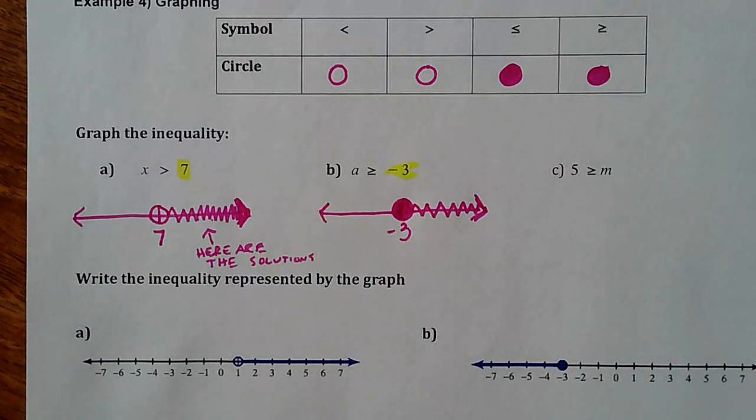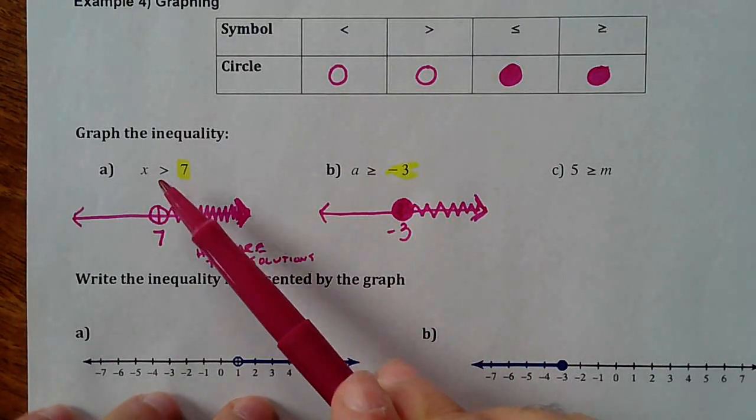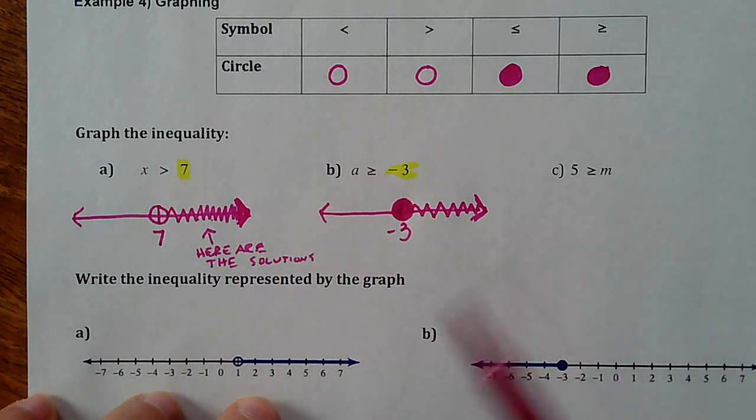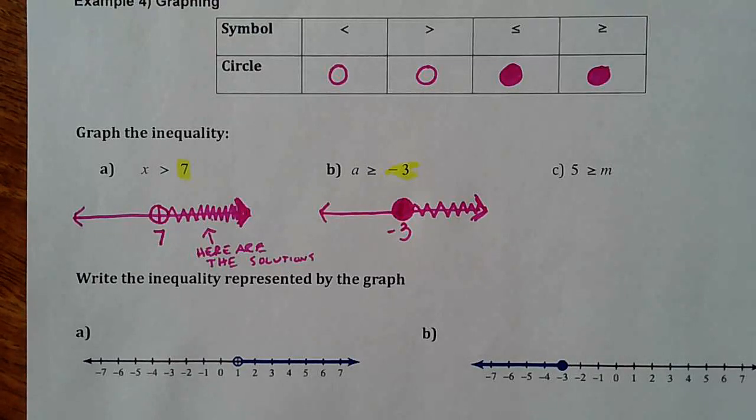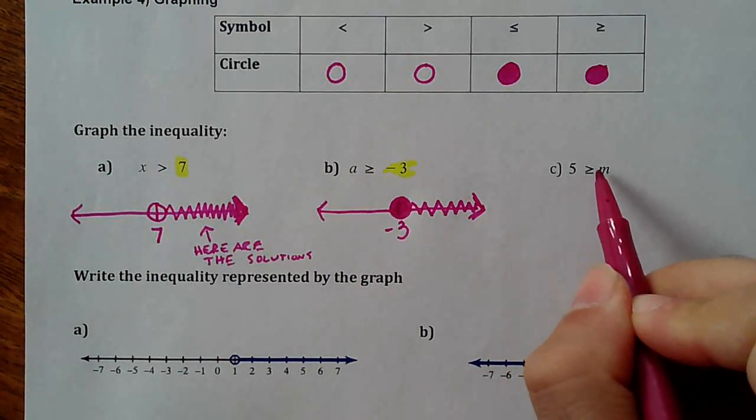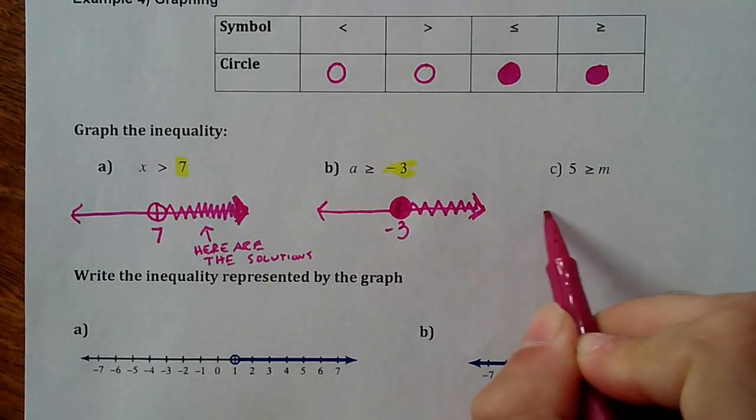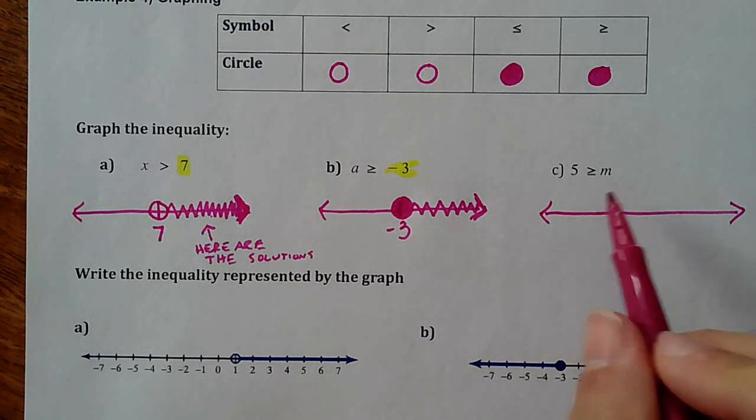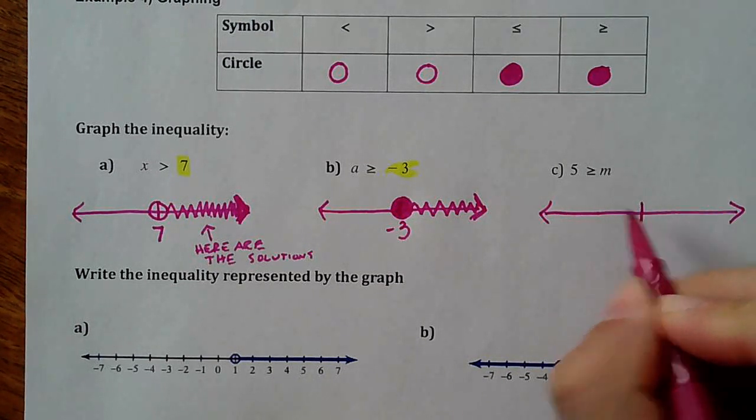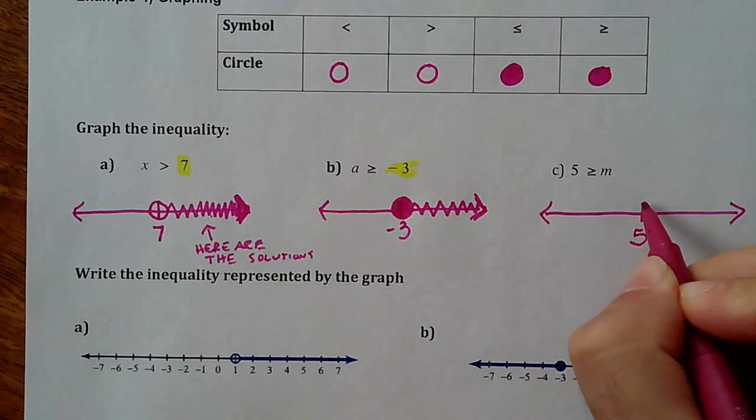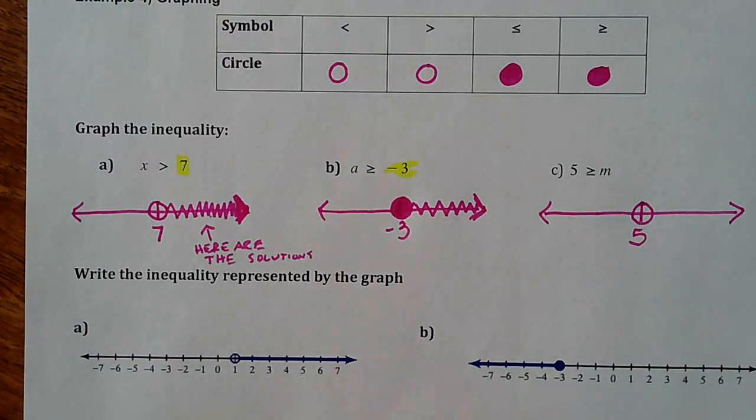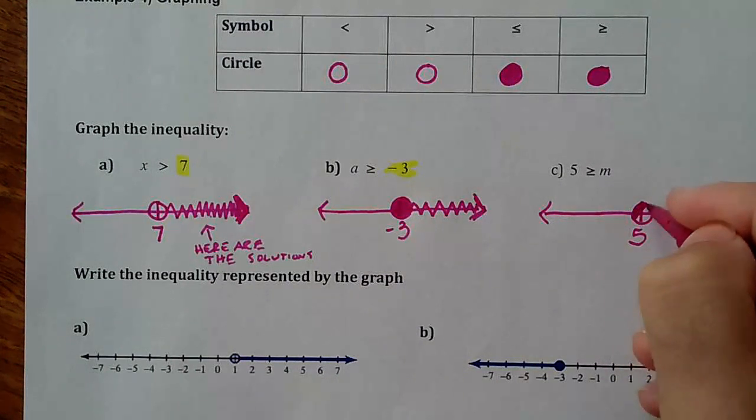C. I'm often asked if the direction the inequality points is the way we shade, and that's not the case. It might seem that way, but it's not always the case. For example, 5 is greater than or equal to m. So again, I'm going to draw my boundary point, which is 5. And by now you might be thinking it's going to be a filled in circle.